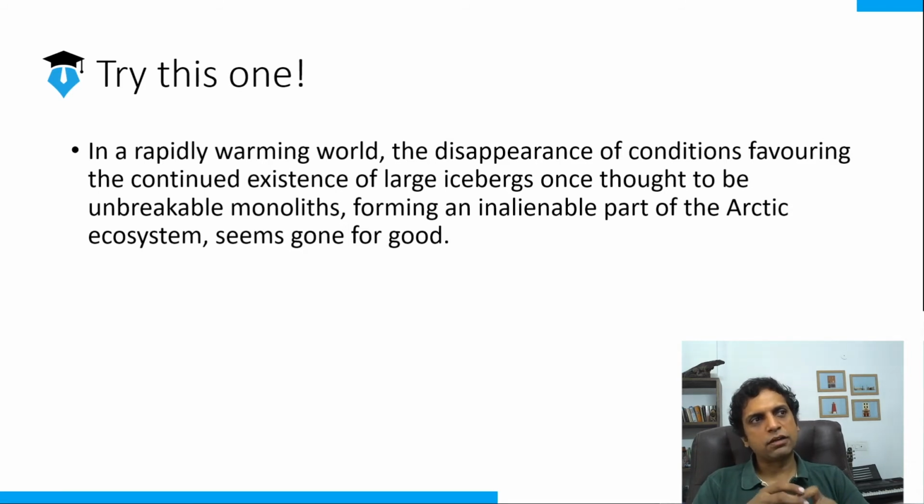Forming an inalienable part of the Arctic ecosystem. What is this referring to? Either monoliths or icebergs. Now, this is a tricky one. Why? Because the icebergs were thought to be unbreakable monoliths, and the icebergs were forming an inalienable part of the Arctic ecosystem. So they're both referring to icebergs. You have two modifiers here, both referring to icebergs. One is once thought to be unbreakable monoliths. One is forming an inalienable part of the Arctic ecosystem.